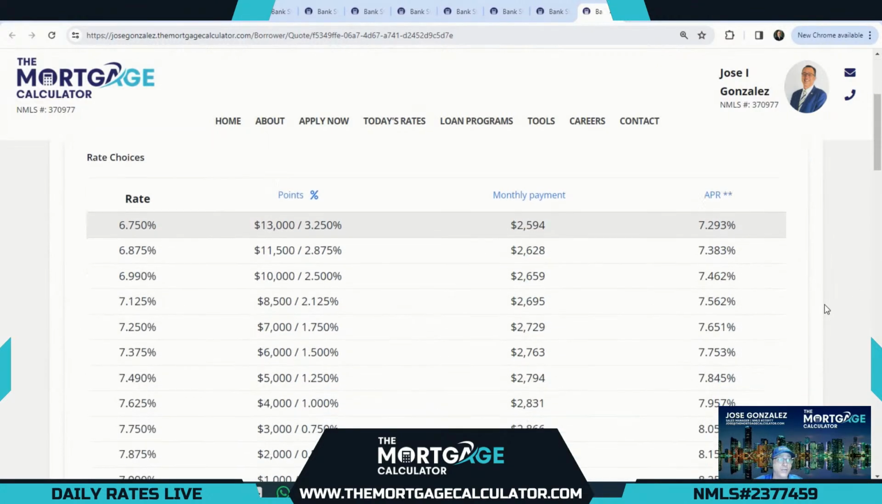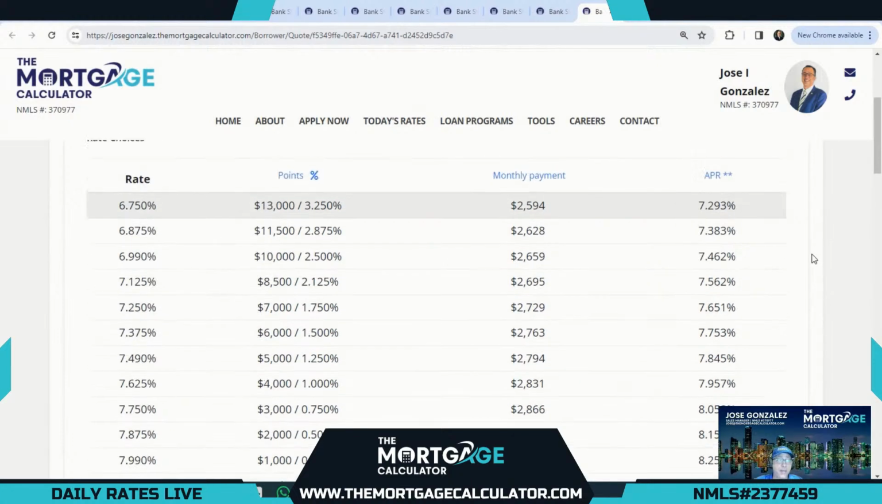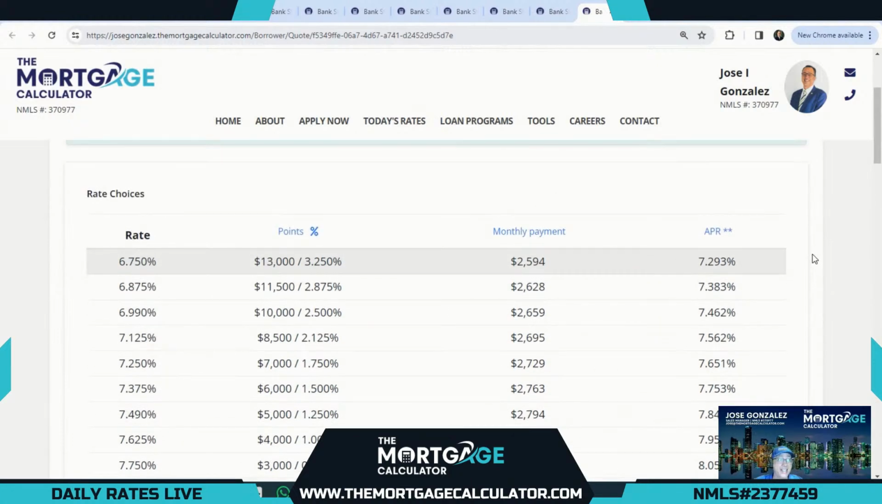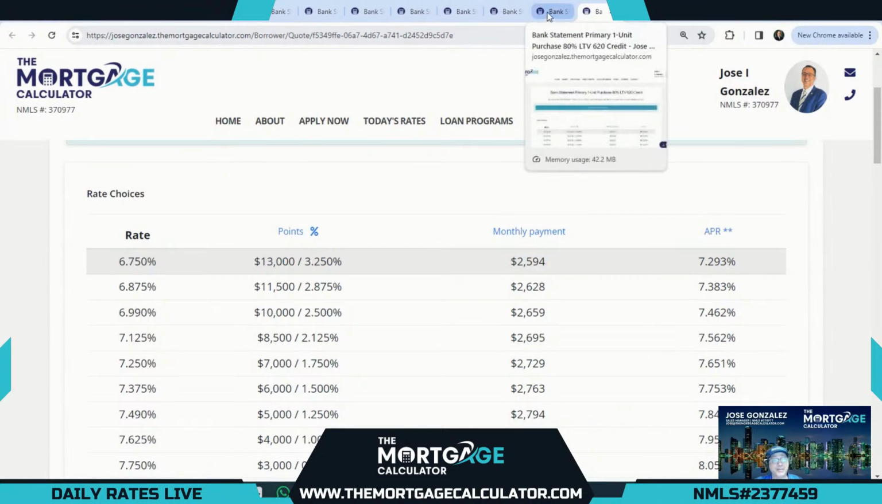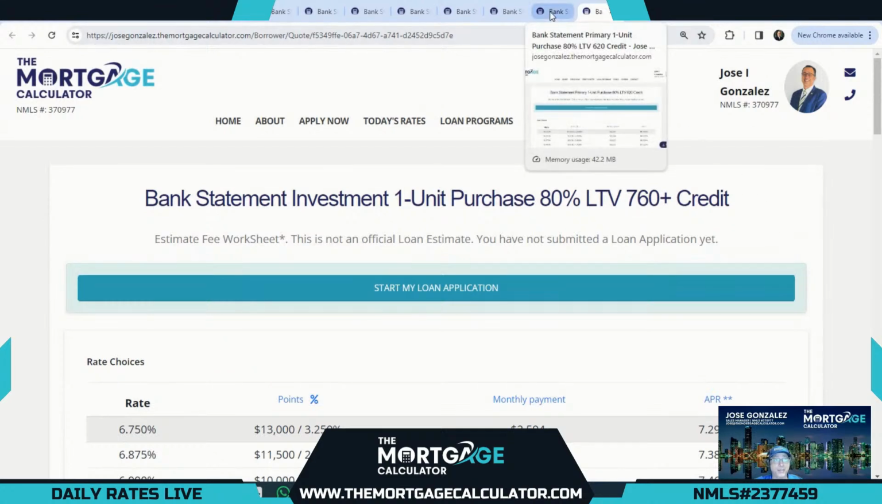And now for our more standard 80% LTV on the bank statement investment one unit purchase. Look at those rates. Wow, I see a 6 on there, huh? 8.125 lowest cost option at par, and you can buy that down to 6.75%. Wow. And this is, again, our 80% LTV investment property.